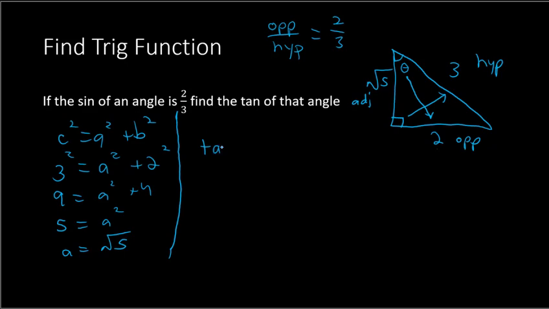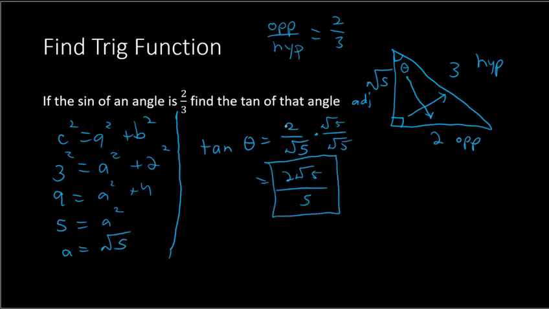So looking just at the tan of theta, tangent is opposite over adjacent. That would be 2 over the square root of 5. So that would be the tangent of this angle. And you can rationalize this as well, meaning get rid of the radical in the denominator, where you multiply top and bottom by the square root of 5. That would give you 2 times the square root of 5 over 5. You could write it either way, it doesn't really matter. But this would be the tangent of that angle.